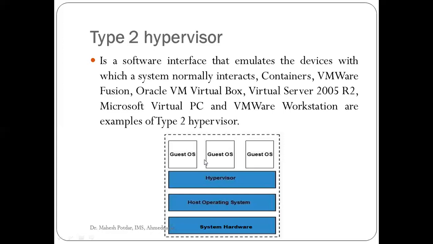So let us see the examples. As I have said, VMware is the producer of both type 1 and type 2 hypervisors. So VMware Fusion, VMware Player. Here I have written VMware Workstation, VMware Player. This type of software is type 2. Then Oracle VM VirtualBox. This is simple software. Go to the Oracle VM VirtualBox site.